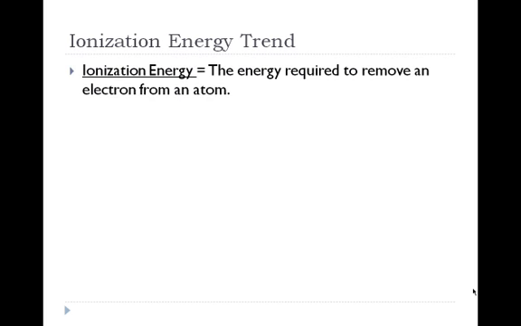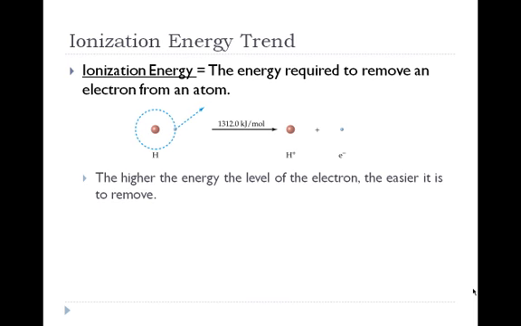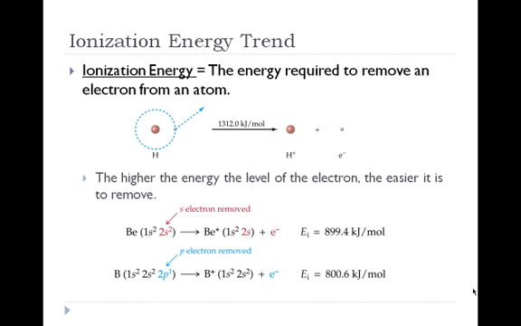Ionization energy actually explains a lot about how ions literally lose or gain electrons. Ionization energy is the amount of energy required to remove, not add, an electron from an atom. So it's how much energy it takes to cause this little guy on the outside of hydrogen to be lost, and now I have this charged ion, which is hydrogen. The higher the energy level of the electron, the easier it is to remove.